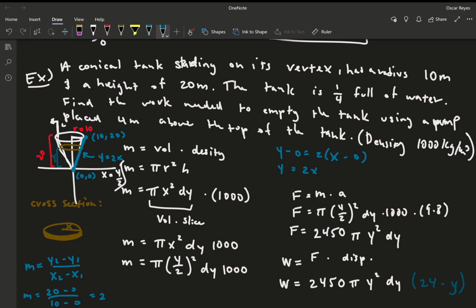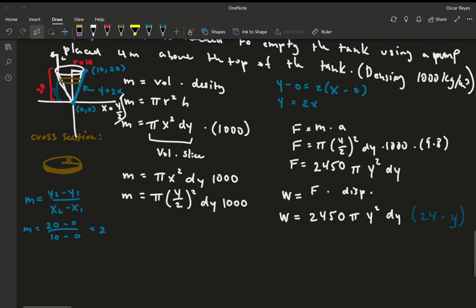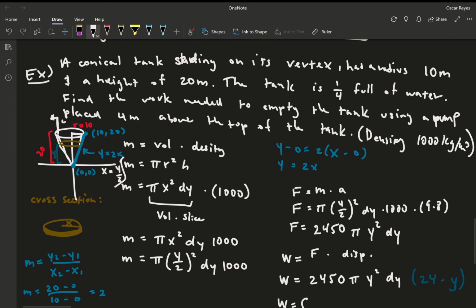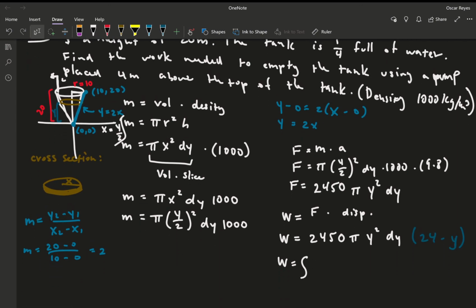This is y. So now that we have our work, we're not only looking at that specific slice, we're looking at every single slice that comes above it and below it. So we've got to go ahead and integrate that, with respect to y. So how low can we choose a slice? Well, we already know that the tank was only about a quarter full. So we would never be able to select a slice higher than a quarter.